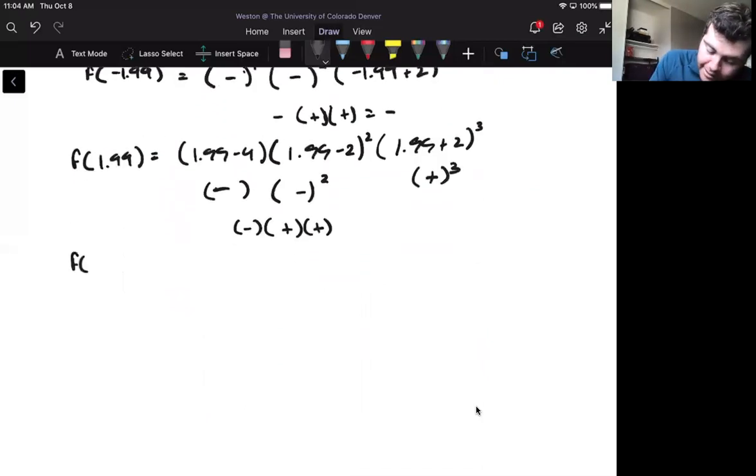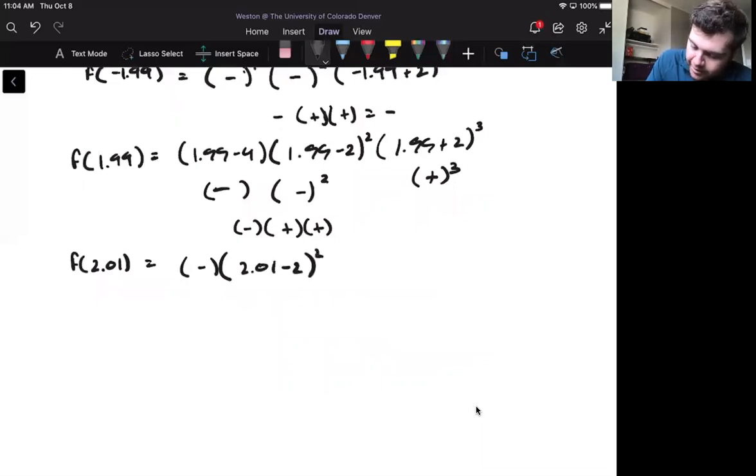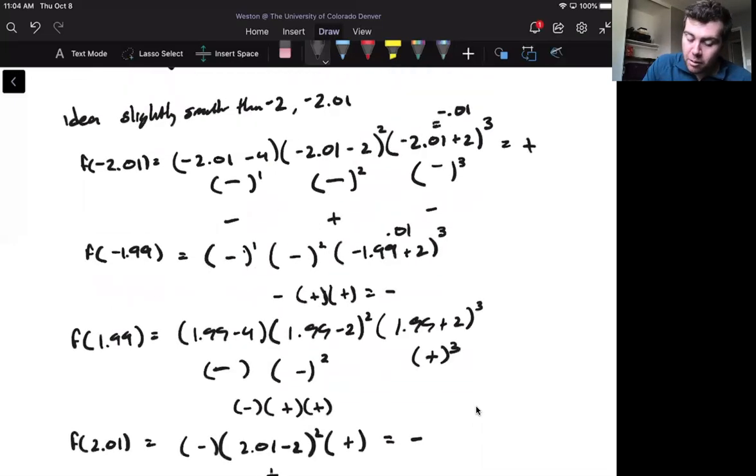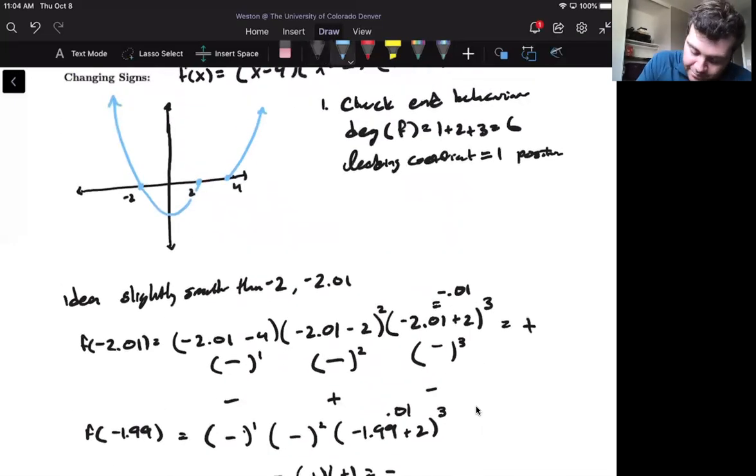And if we plug in something slightly greater, like 2.01, again, we get negative. Now we get 2.01 minus 2 squared, and we get something that's positive again. But then this is squared, so it's still going to be positive. So negative times positive times positive, it's still negative. So on both sides, we stay negative. So it just bounces back down.